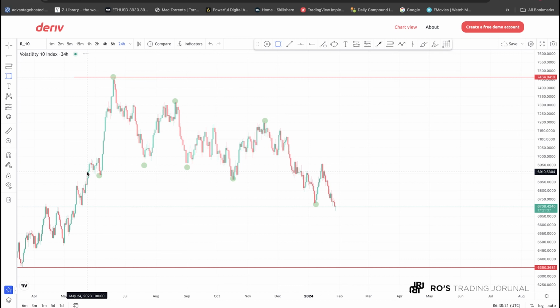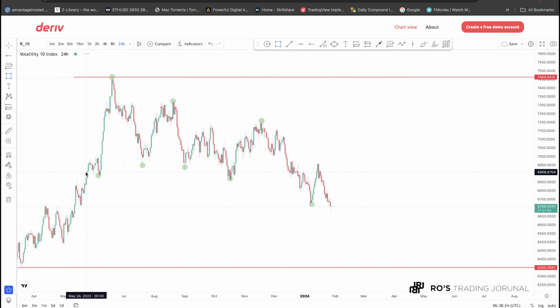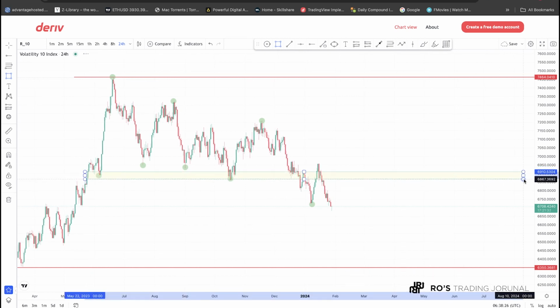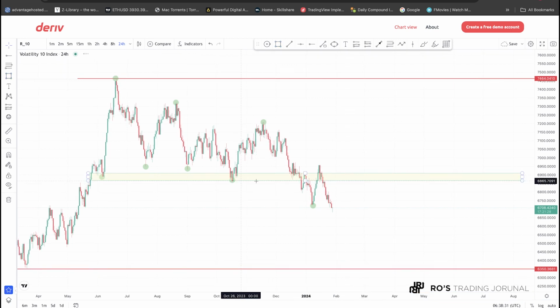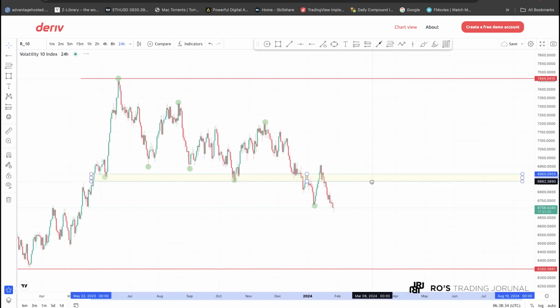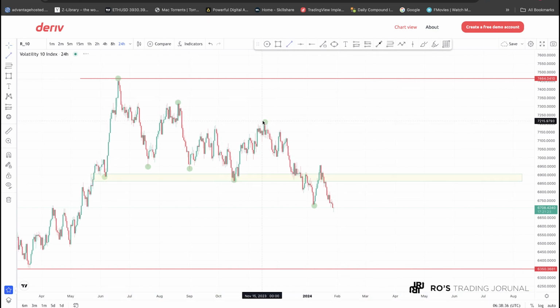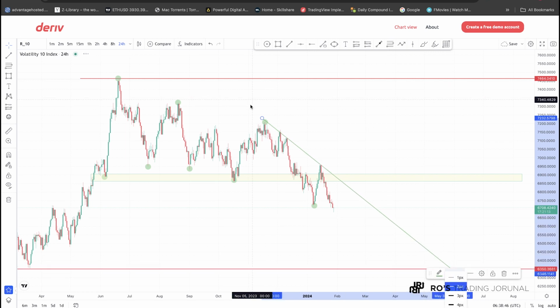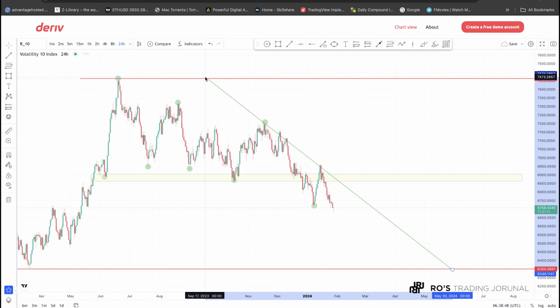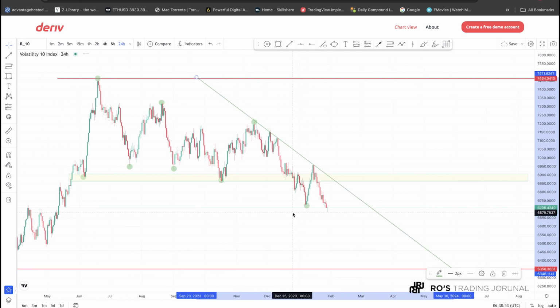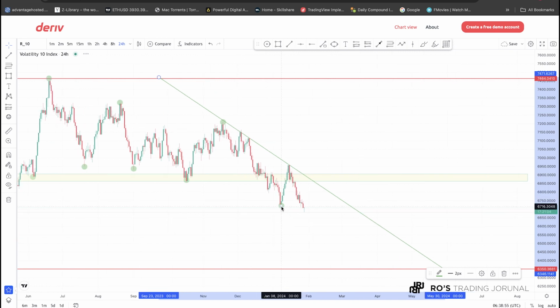I would just like to draw a key support level here. Know that this level is important. Another thing I like to do is draw a trend line. Right, that is our trend line. I'm just going to draw it all the way to the bottom here, all the way to the top here. Cool. That's basically it for the daily.